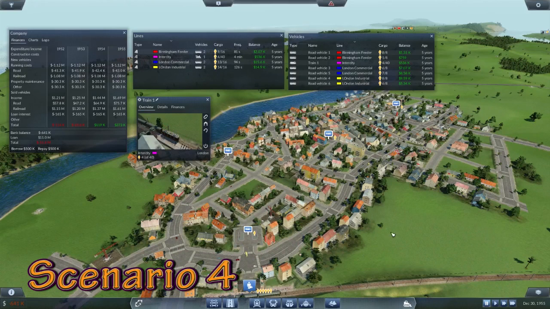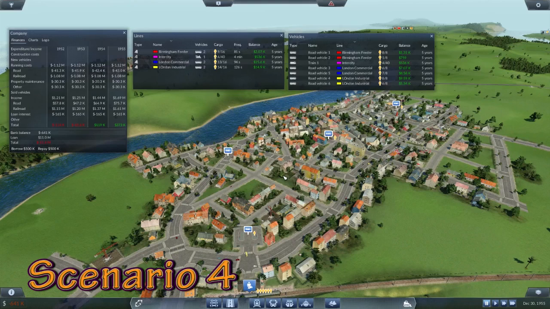So here we are then at the end of this scenario. It's the 30th of December, once again, 1955. Both routes in London, the commercial and industrial direct routes. So neither of these are stopping off at this residential stop there.